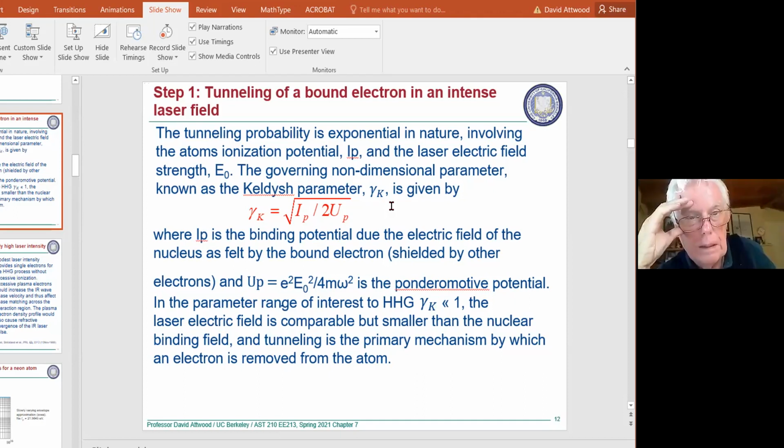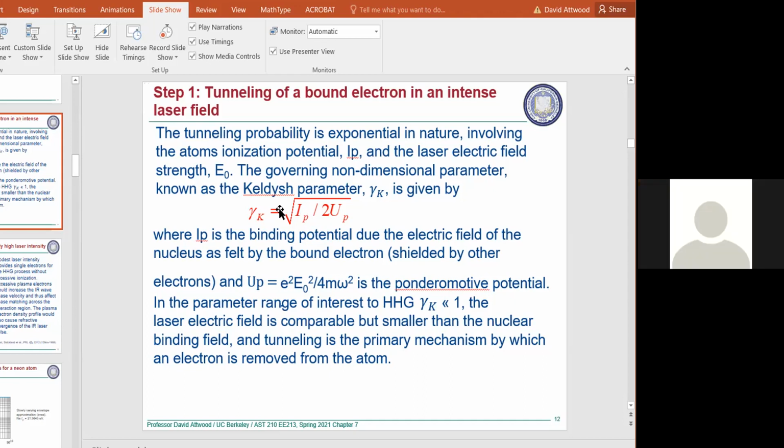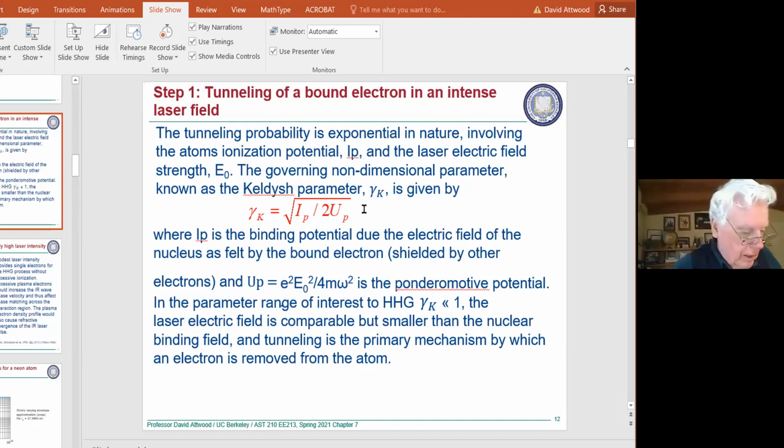Mm-hmm. You're asking a really good question, and frankly, I don't remember the answer. I remember this is a confusing topic, and what you're saying is you would think the likelihood of tunneling out would be higher when the ionization potential wasn't so high. Yeah, that's exactly it, inverse instead of proportional. Exactly. Okay, so I'll try.